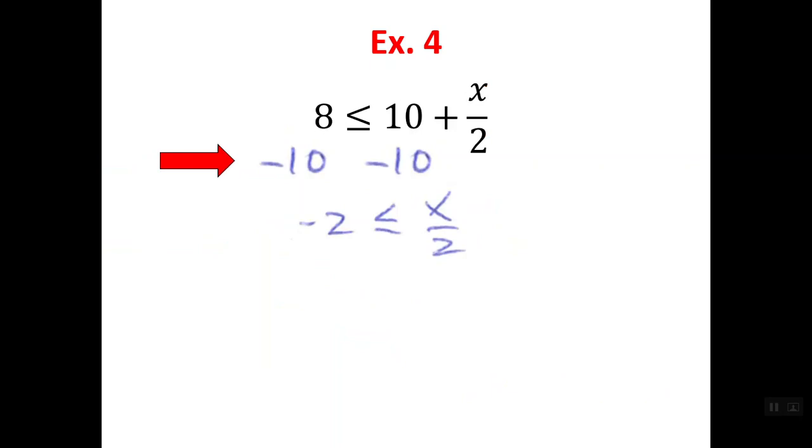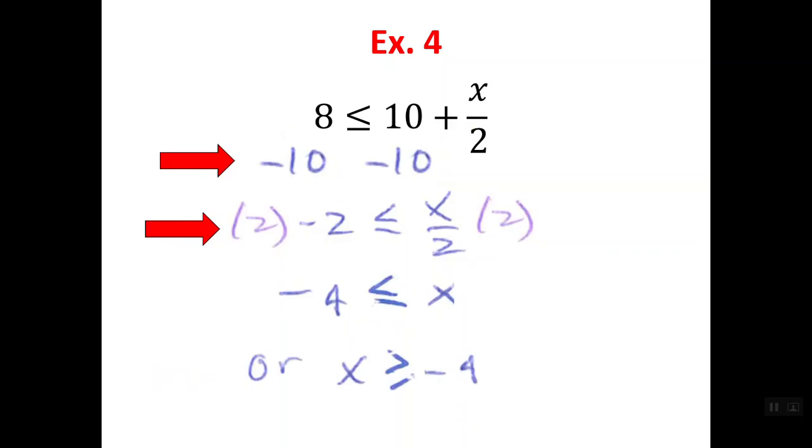We're going to undo the divided by 2 by multiplying each side by 2. Multiplying by a positive number does not change anything. So we simply simplify each side. We get -4 on the left. It doesn't matter that it ends up being a negative number. What we did to each side was multiply by a positive, so we're not changing anything, and we keep that inequality symbol the same. The only thing that we want to do is mirror image it so that it's x is greater than or equal to -4.